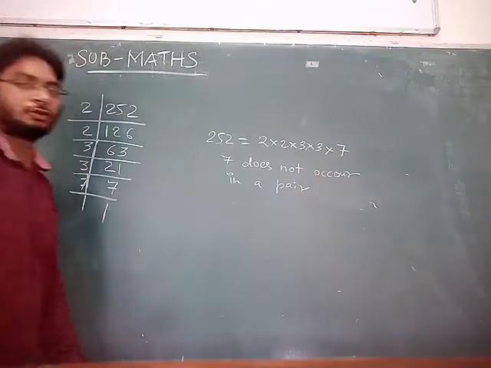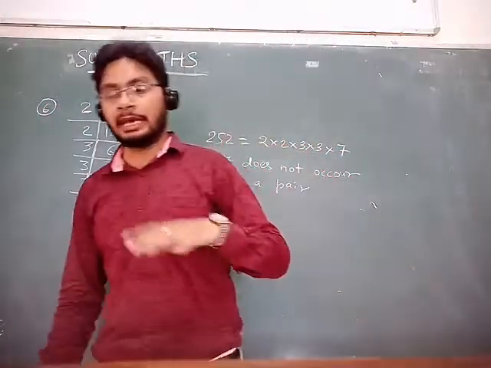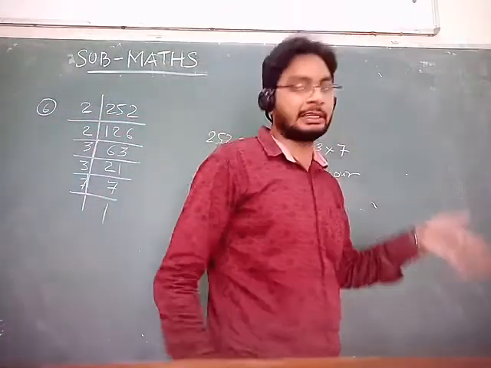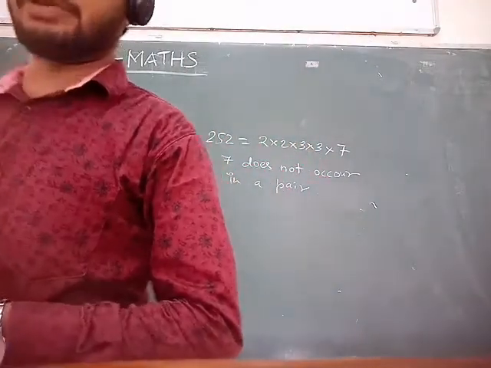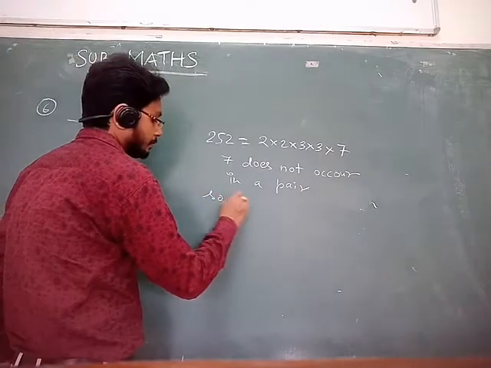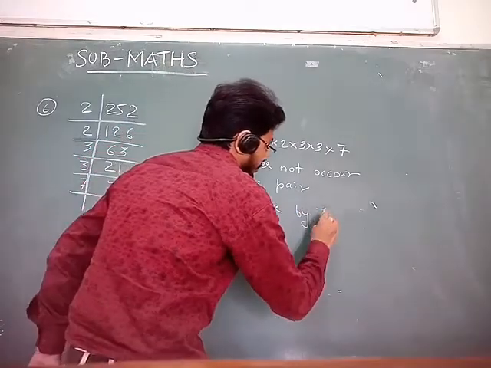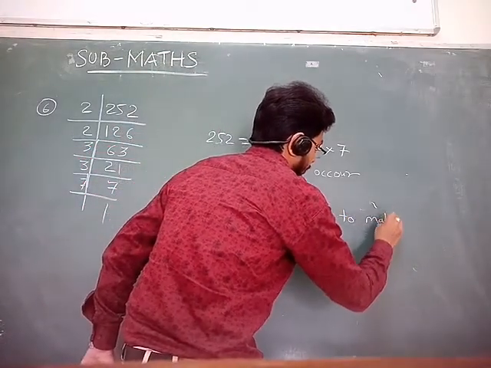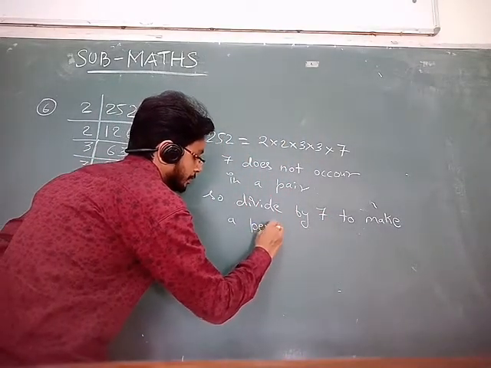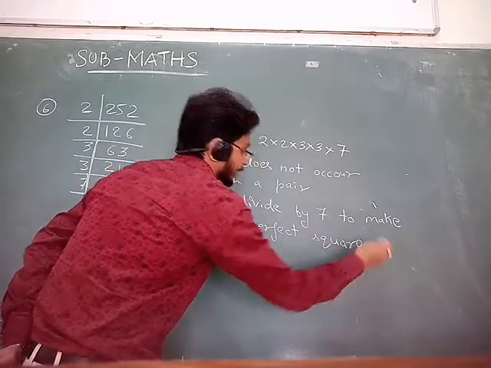7 पेयर में नहीं है. तो अभी हम लोगों ने क्या किया था? 7 मल्टीप्लाई किया था and then it became a perfect square. But in this case we divide by 7. Okay? यहाँ पे 7 से डिवाइड करेंगे. So divide by 7 to make a perfect square. यहाँ पे आपको 7 से डिवाइड करना पड़ेगा.